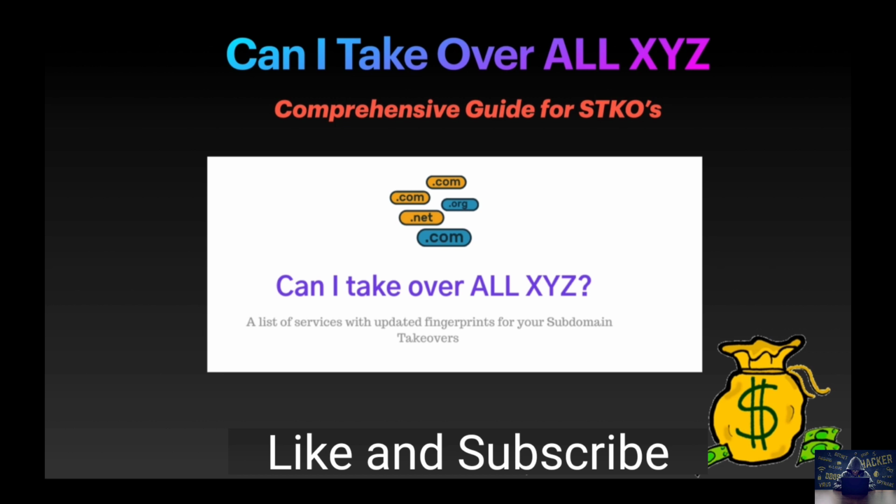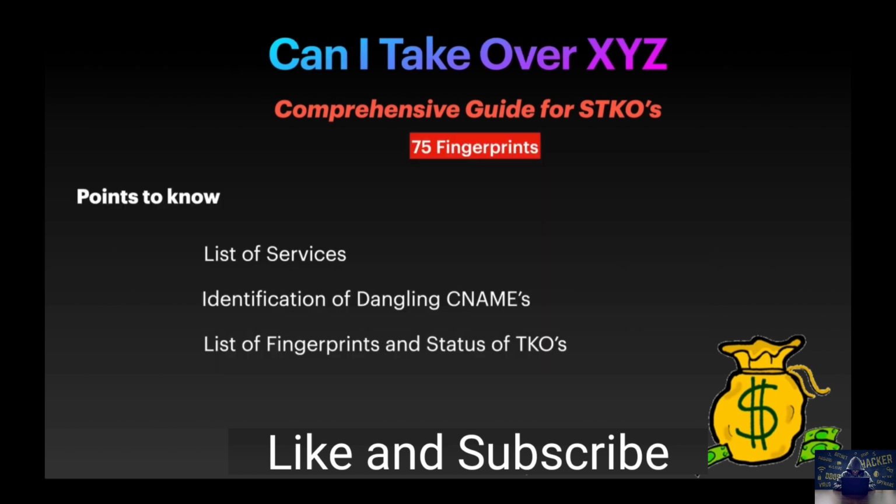So what is Can I Take Over All XYZ? It is a list of fingerprints which are actually updated for your subdomain takeovers. And we have classified this into two types of fingerprints basically, which is an old fingerprint and a new fingerprint. So it contains 75 fingerprints, as I already said. And the point you should know is, first of all, there are 75 cloud-based services that we have added, which is up to date.